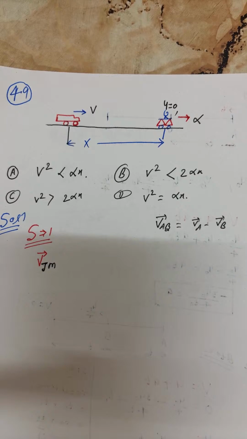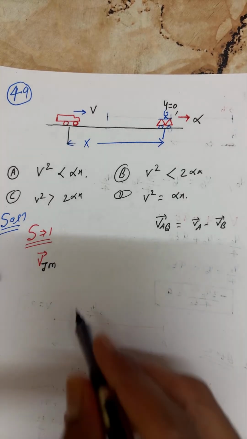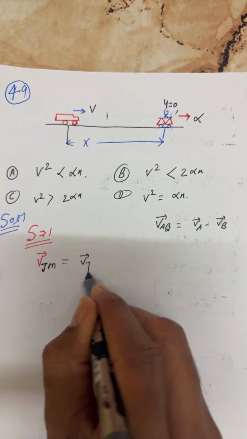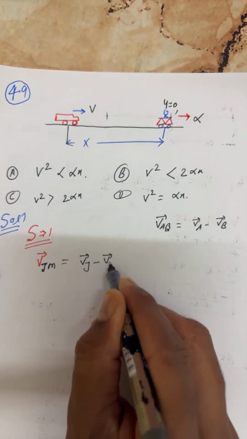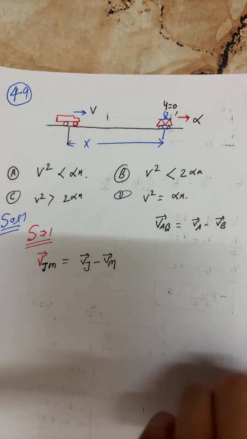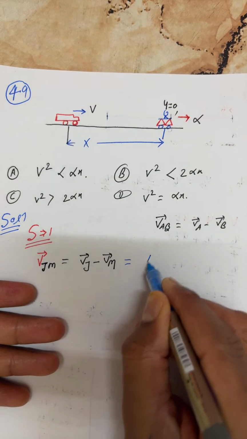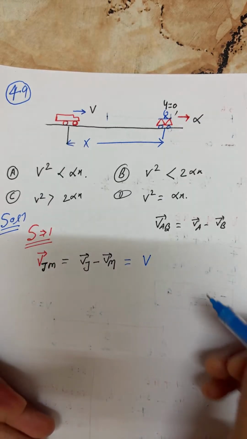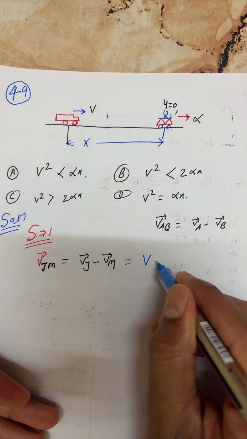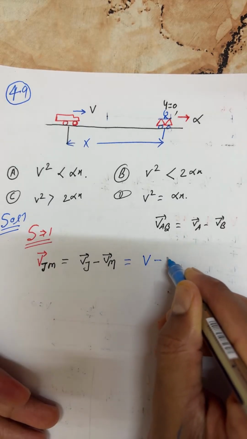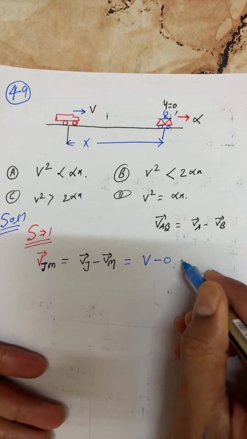That is the meaning of velocity of A with respect to B. So here, students, I'll write the velocity of the jeep minus the velocity of the motorcycle. The question itself mentioned it, so no need to worry. The velocity of the jeep is in motion with constant velocity. Now, what is the velocity of the motorcycle here? That remains zero, mentioned in the question itself.